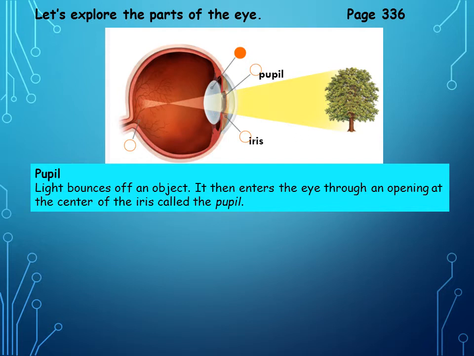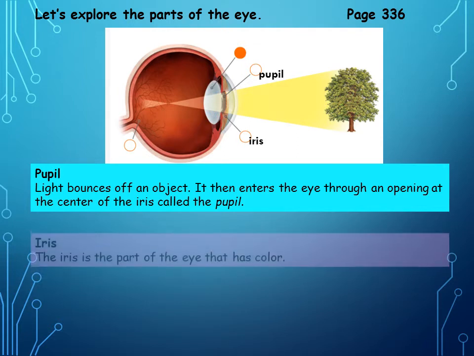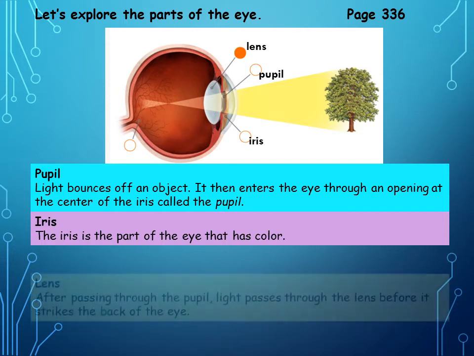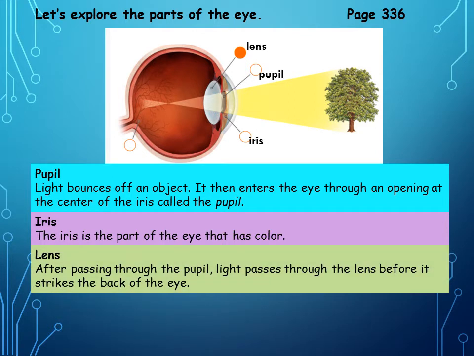And the second one, we have the iris since we're talking about it. The iris is the part of the eye that has color. So you have seen people with brown, green, blue, or hazel eyes. It controls the amount of light that enters your eyes. And third, we have the lens. After passing through the pupil, light passes through the lens before it strikes the back of the eye. So the lens helps the cornea focus the light, so it can become thicker or thinner to make the picture as clear as possible.